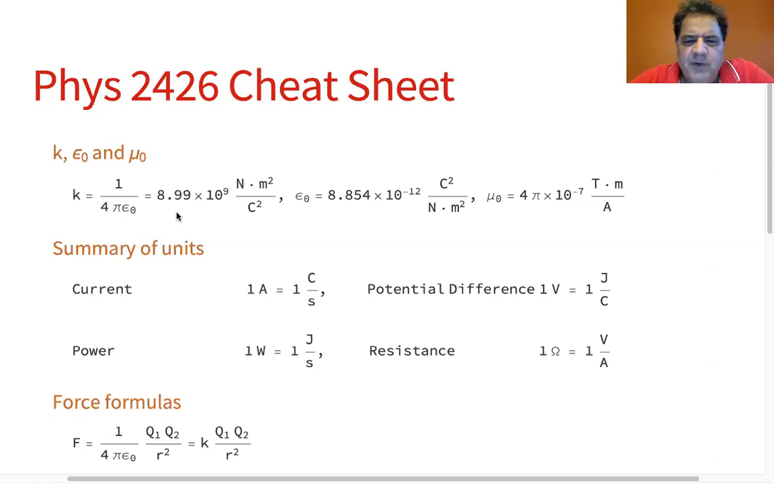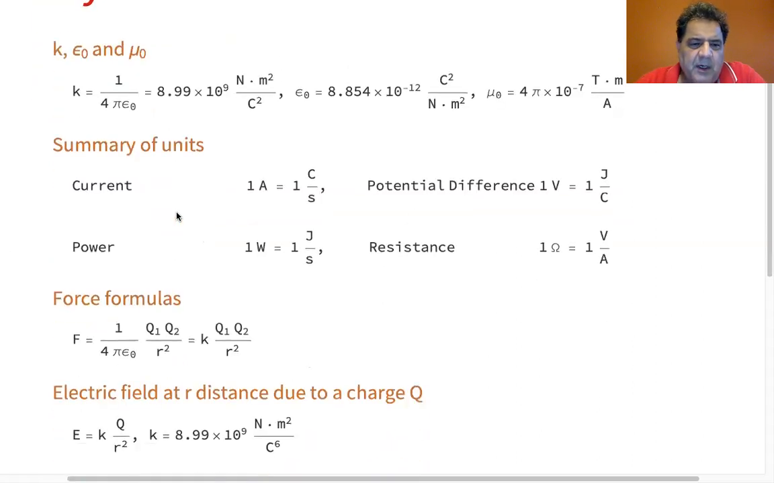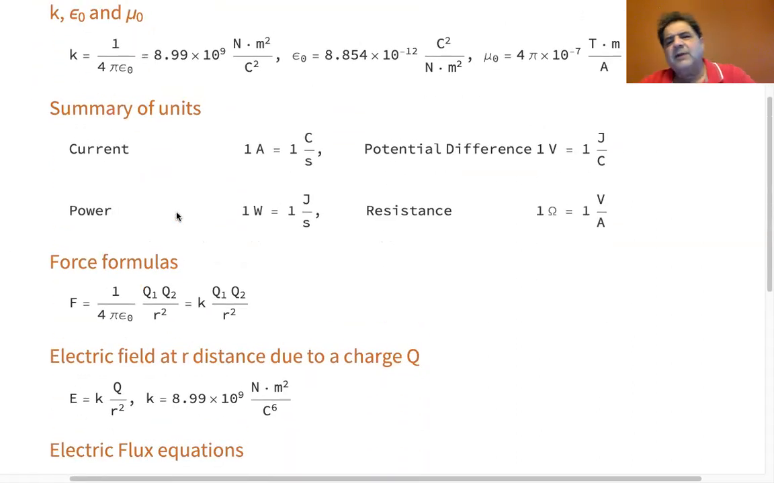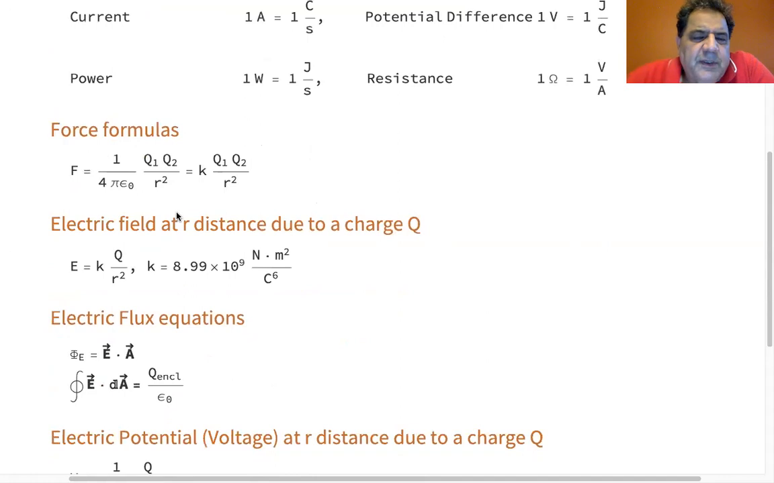Okay, here's a summary of units used for the electrical portion of the chapters. Current, 1 amp is equal to 1 coulomb per second. 1 watt is equal to 1 joule per second. The potential difference of 1 volt is equal to 1 joule per coulomb. The resistance, 1 ohm, is 1 volt per amp. So those will come later as we get to the electrical portion.